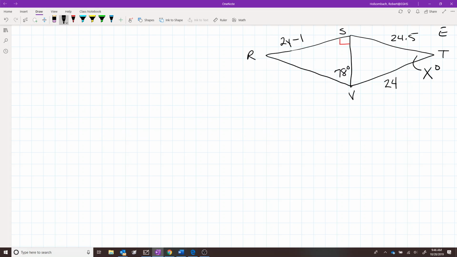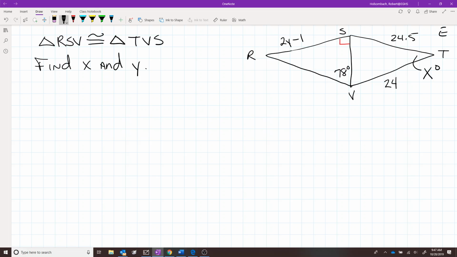And you're told that triangle RSV is congruent to triangle TVS. And you've got to find x and y, or the values of x and y. So let's start with the x.